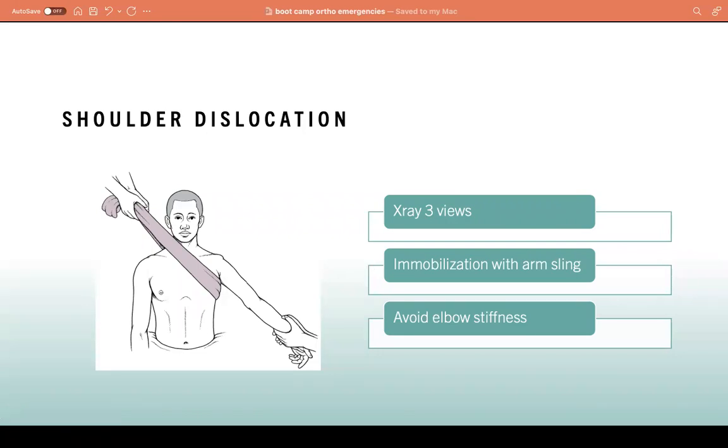You will immobilize him in arm's length and try to avoid elbow stiffness. Tell him not to keep his hand immobilized in arm's length all the time. Release it from the arm's length, do elbow active flexion and extension, and then you can put it back.